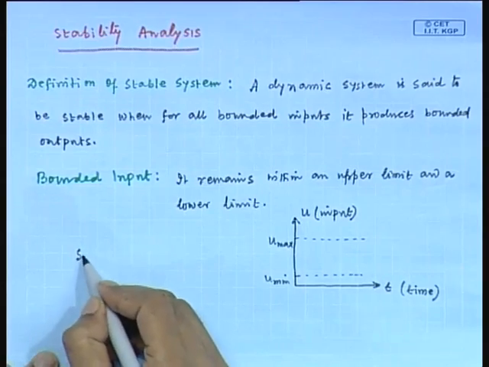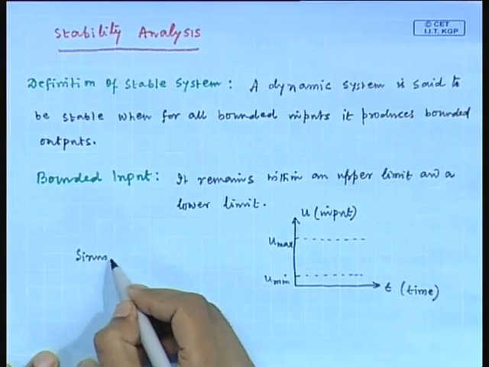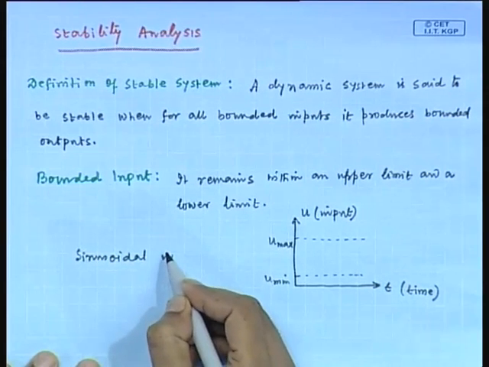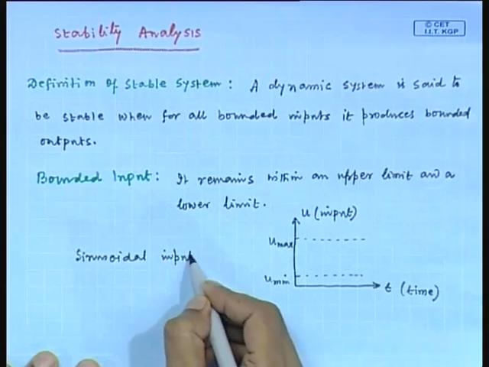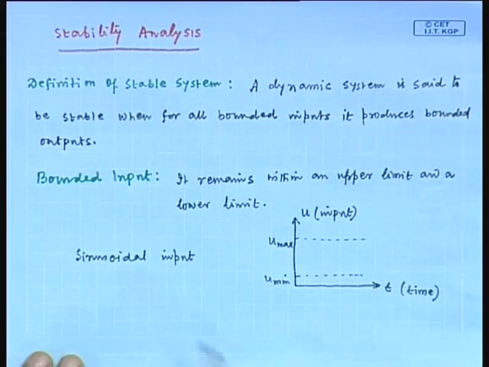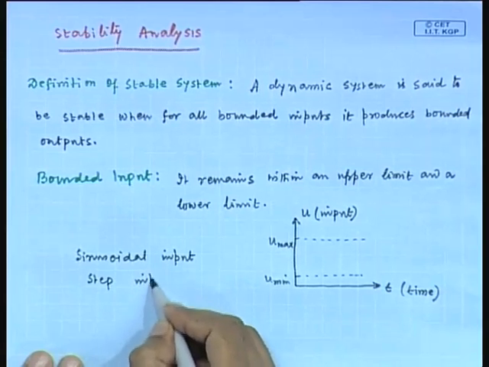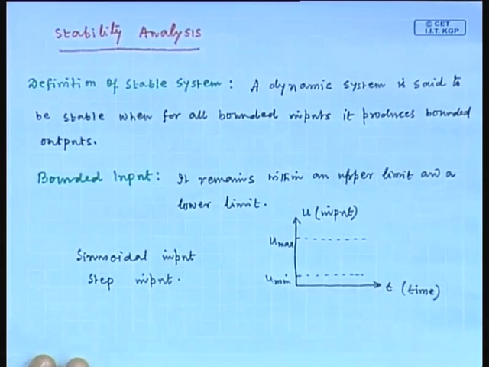Can you give one example of bounded input? Sinusoidal. Sinusoidal input is one bounded input. Step input is another bounded input. What about ramp input? Ramp input is not a bounded input.